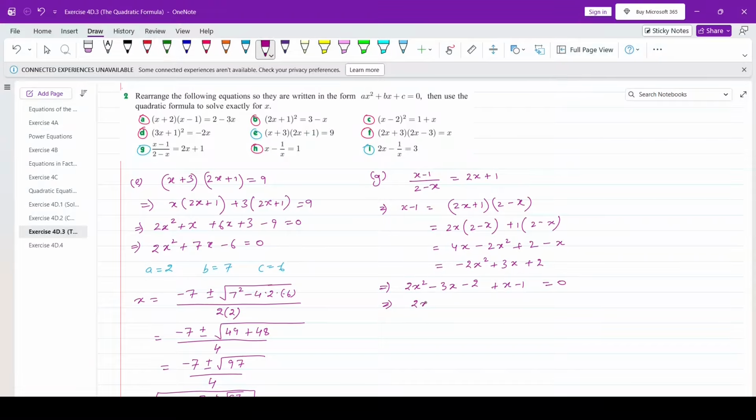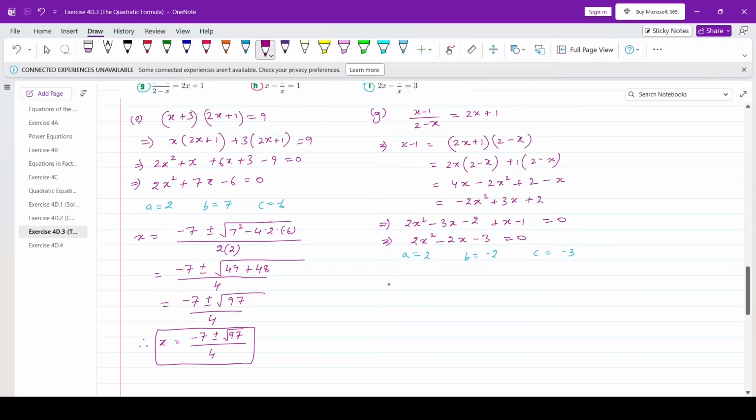So if we solve it, we get 2x square negative 3x plus x, that is negative 2x, and negative 2 minus 1, that becomes negative 3, is equal to 0. So from here we can say a is equal to 2, b is equal to negative 2, c is equal to negative 3. Now using the quadratic formula, we get x is equal to negative of negative 2 plus or minus square root of negative 2 square minus 4 times 2 times negative 3, divided by 2 times 2.